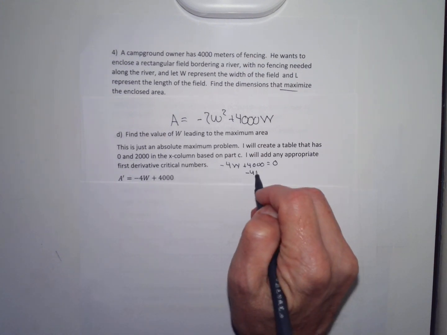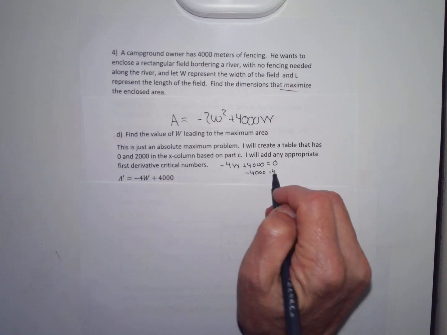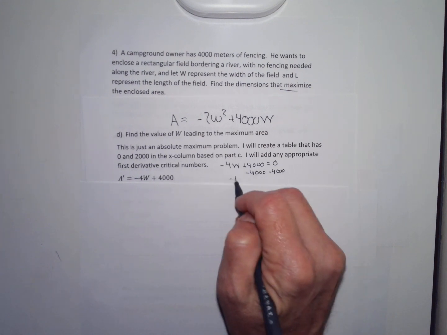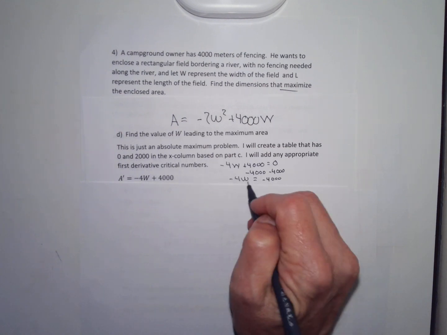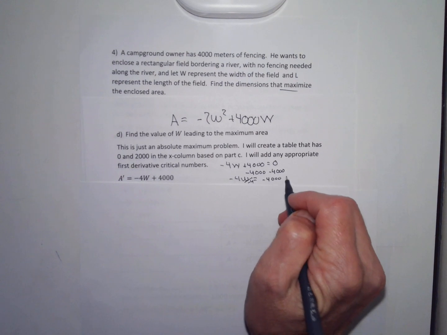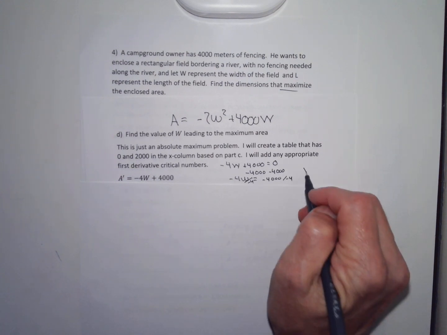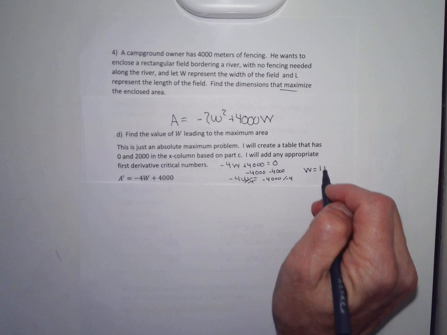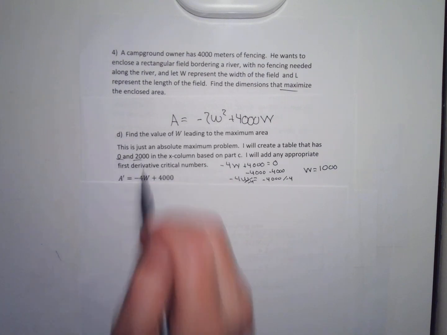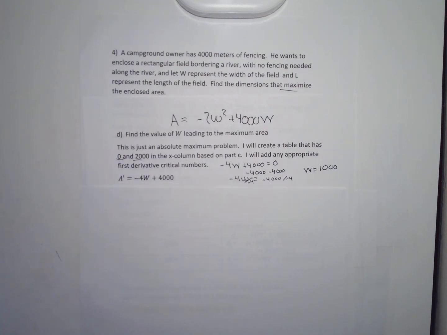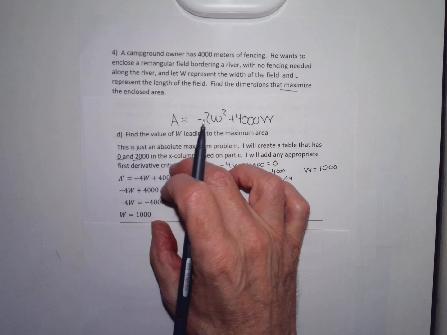So I'm going to minus 4000 from each side and get minus 4w equals minus 4000. And then I'm going to divide both sides by negative 4. And I get a critical number, by setting the first derivative equal to 0, of 1000. Because that's between 0 and 2000, I'm going to include it in my table, just like we did in the last section, 4.1. So this algebra is shown a little bit nicer.